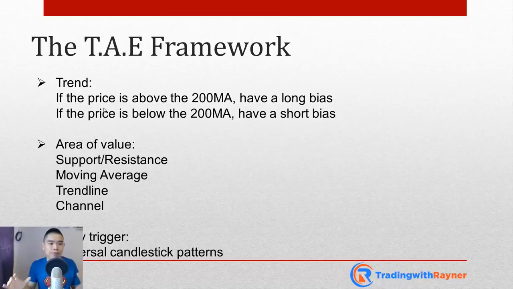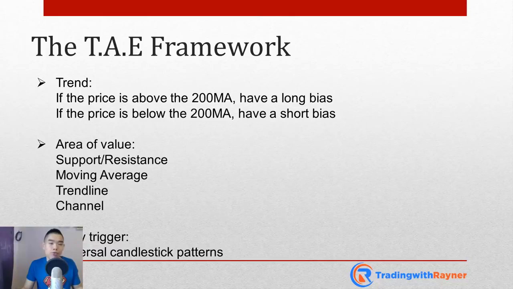Okay, so now using this framework, we can then formulate trading strategies to profit in bull and bear markets. So remember the first thing we are looking for, the trend. If it's in an uptrend, we will only look to buy, and we'll buy at either an area of support, moving average, or upward trend line.